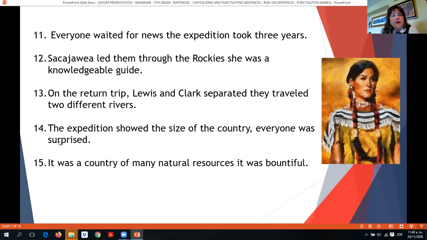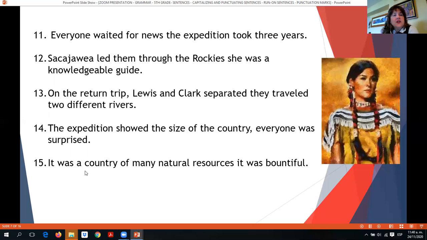Then number 14, the expedition showed the size of the country. Everyone was surprised. Here we can separate the two ideas. We could say the expedition showed the size of the country, period. And then capitalize the E and say everyone was surprised. Or you can rewrite it as a compound sentence and say the expedition showed the size of the country, comma, and everyone was surprised. In fact, I think in this case it sounds better like a compound sentence.